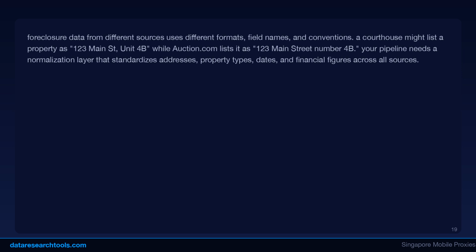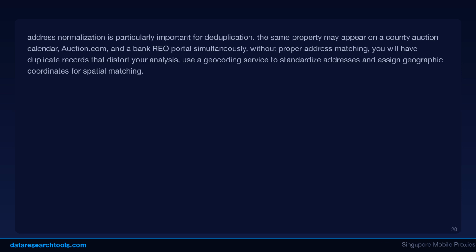Foreclosure data from different sources uses different formats, field names, and conventions. A courthouse might list a property as 123 Main St, Unit 4B, while auction.com lists it as 123 Main Street, number 4B. Your pipeline needs a normalization layer that standardizes addresses, property types, dates, and financial figures across all sources.